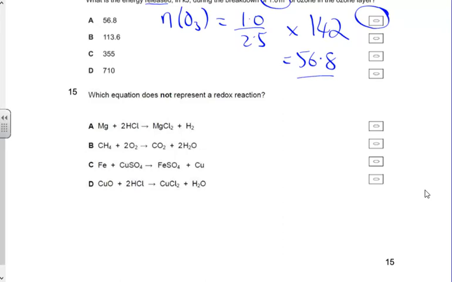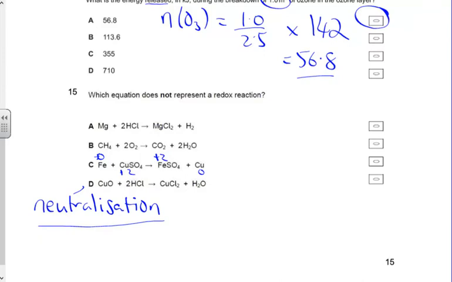C at GCSE would have been known as a displacement reaction, but there is an oxidation number change from 0 to +2 in the iron and +2 to 0 in the copper, so that's a redox reaction. D is a neutralization. Neutralizations do not involve any oxidation number changes, so D is not a redox reaction. Acid plus base goes to salt and water. And that's question 15.